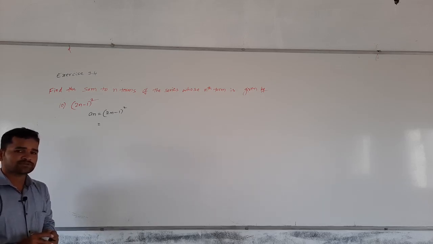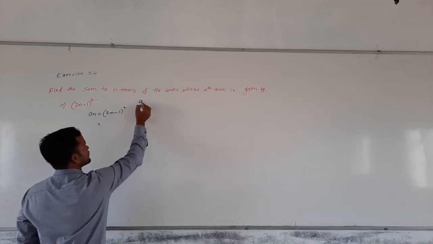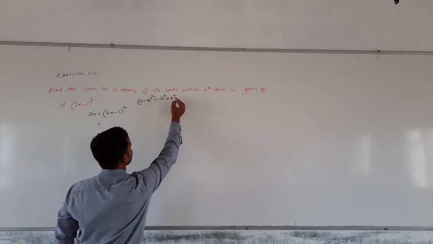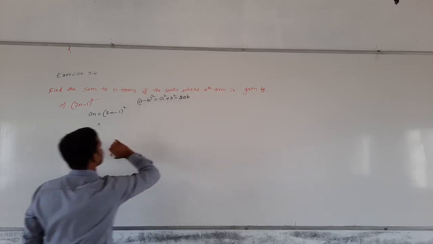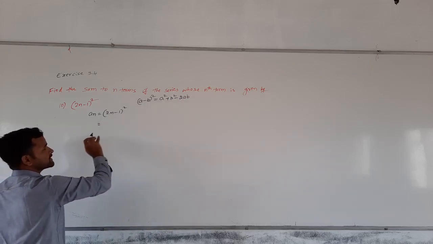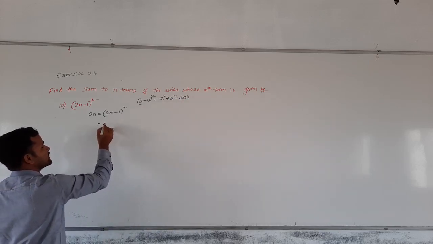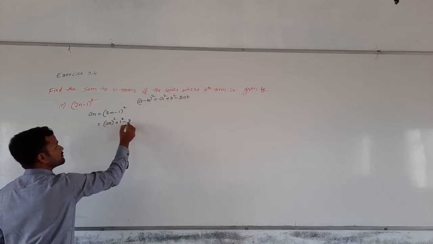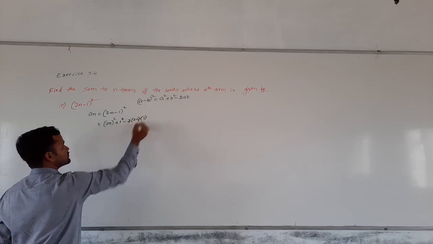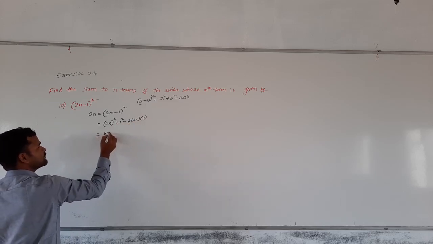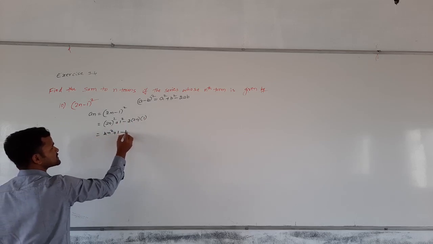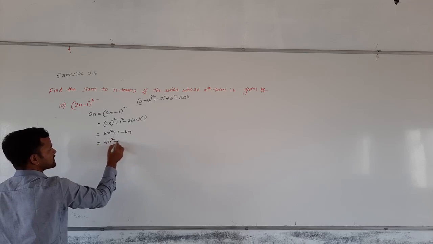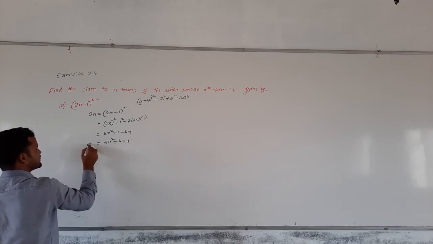What is (a minus b) whole square equal to? We know it is a square plus b square minus 2ab. I am using that formula. A means 2n here, b means 1. (2n) whole square plus 1 square minus 2 into 2n into 1. This is 4n square plus 1 minus 4n. Let me rewrite it: an is equal to 4n square minus 4n plus 1.